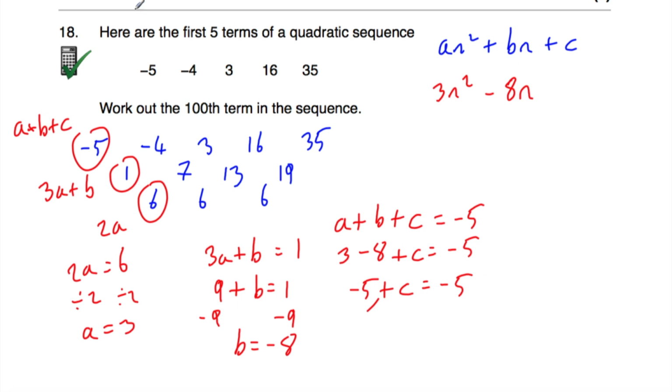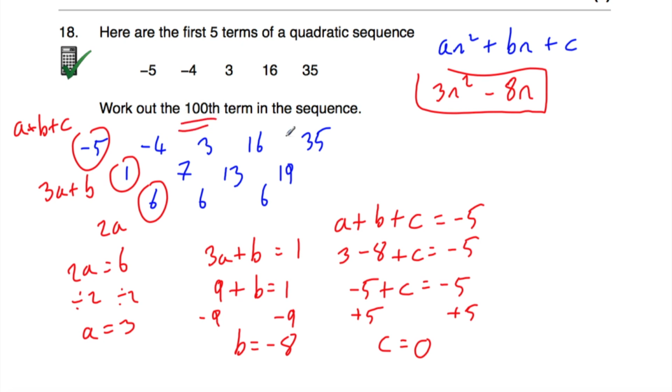To get rid of this minus 5, we'll add 5 to both sides. Minus 5 plus 5 is 0, so on the right-hand side we've got minus 5 plus 5 is 0, so c is equal to 0. So that means the nth term of the sequence is 3n squared subtract 8n.